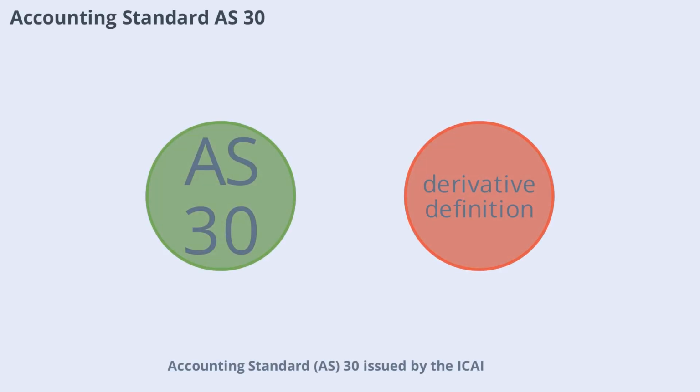Accounting Standard AS-30 issued by the ICAI sets out the principles for recognizing and measuring financial assets, liabilities, and certain contracts. AS-30 defines derivatives as financial instruments whose value changes in response to market variables, require little or no initial investment, and are settled at a future date. These criteria make AS-30 applicable to exchange-traded derivatives contracts.